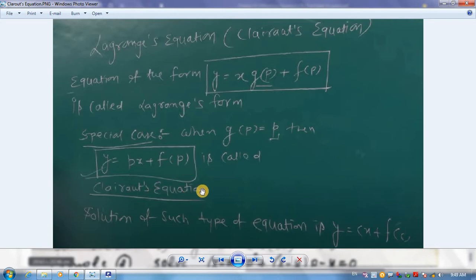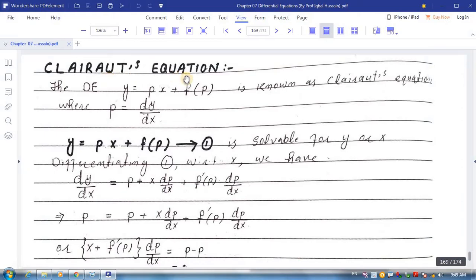So here in this slide we see two types of equation. The first type is Lagrange's equation, and if instead of g of p we have p, that is y is equal to px plus f of p, then this is Clairaut's equation, and the general solution is simply obtained by replacing p by the constant c. The differential equation y is equal to px plus f of p is known as Clairaut's equation, where p is equal to dy by dx.